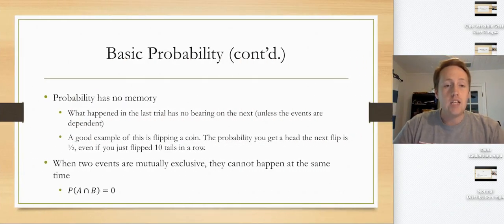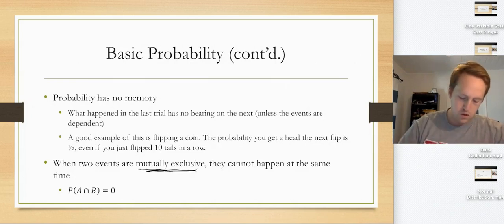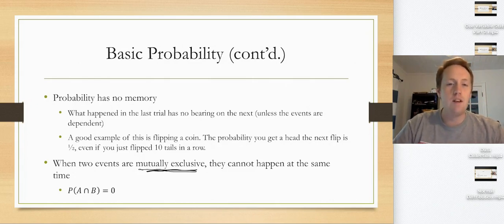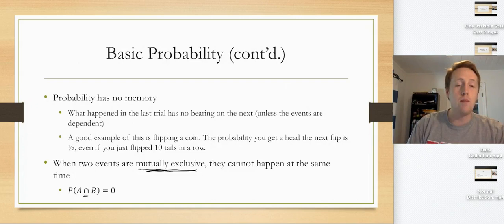More probability ideas. Probability has no memories. It does not remember what happened in the last trial. You flip 10 heads in a row, the probability the next one is a heads is still 1/2. When two events are mutually exclusive, so there's your vocab right there, that means they can't happen at the same time. Remember this symbol right here, that means and. So the probability that A and B occur is 0 if they're mutually exclusive.